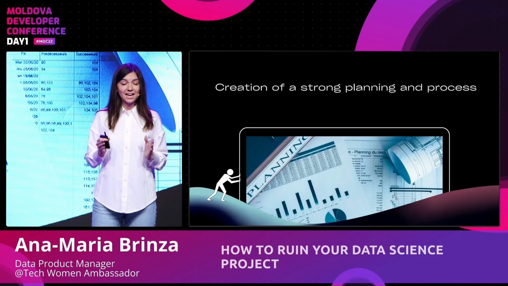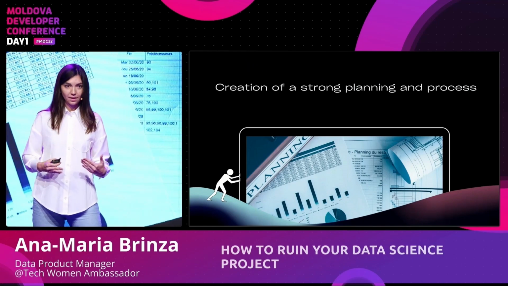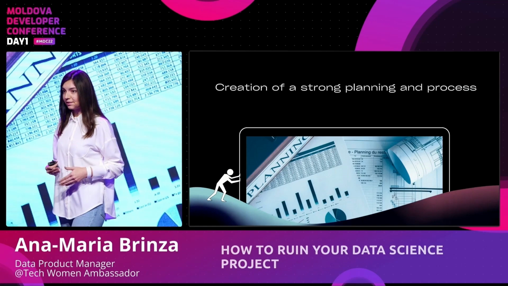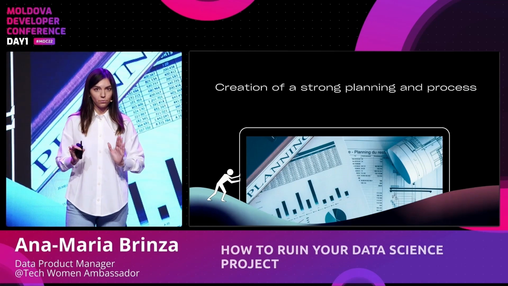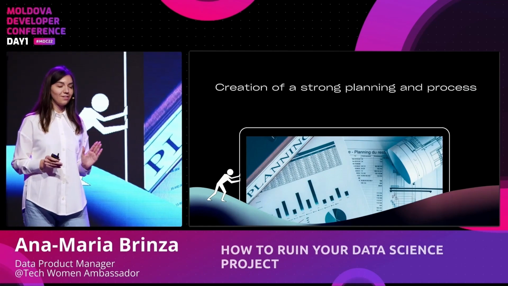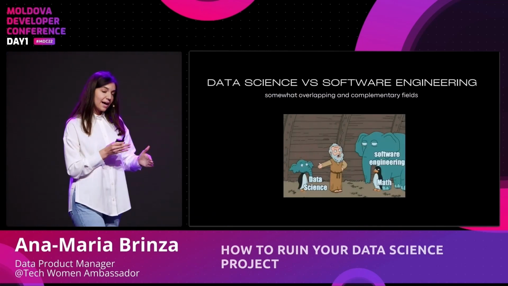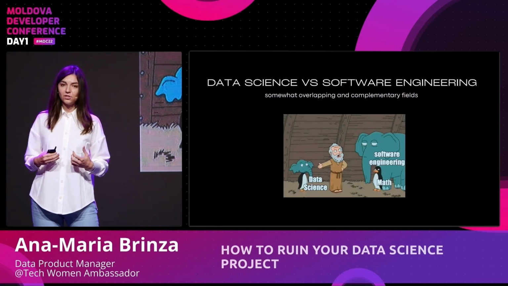Usually, one essentially key step is having a strong planning and process. And I will stop a bit here talking about planning and processes. I want to mention that having this strong planning and process is important for any project, be it a data science or software engineering project.